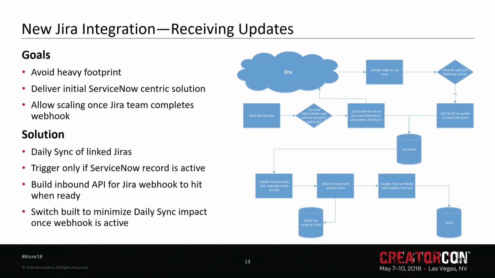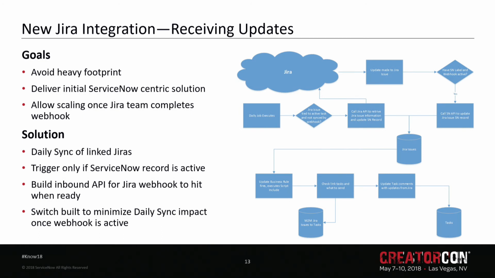So now let's talk about how we receive updates in JIRA. Again, I'll start with the high-level goals. One, avoid a heavy footprint and heavy bandwidth. Two, I needed to deliver something that's centric to ServiceNow since the webhook was not going to be available right away. And three, I wanted to make sure that this is ready so that once that JIRA webhook is available, we can just switch to that right away.